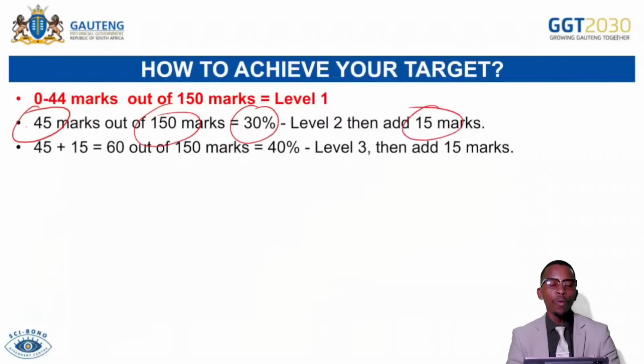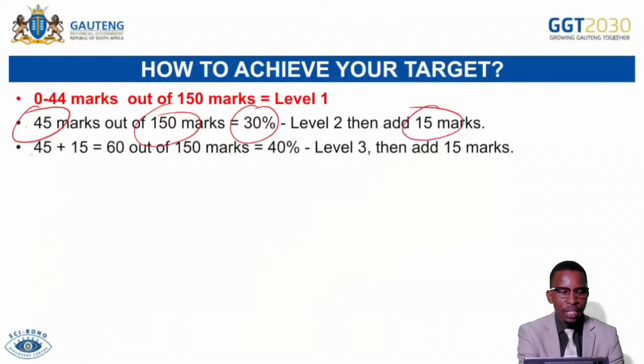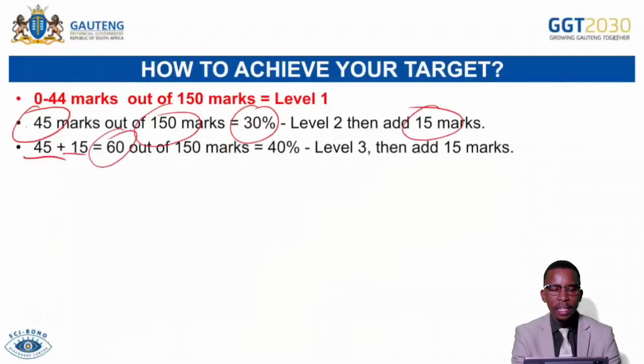And then you go further. You can see we say 45 plus 15 is 60. That gives us 40%. So you know where you are standing. You know your strength. You know your target. So this is guiding you to achieve your target in a better way.